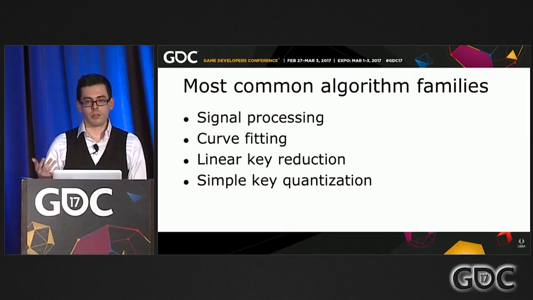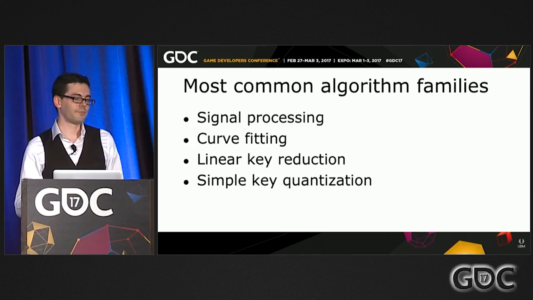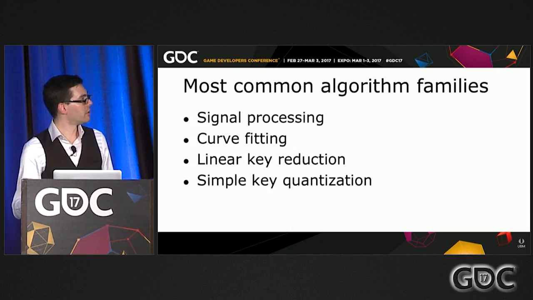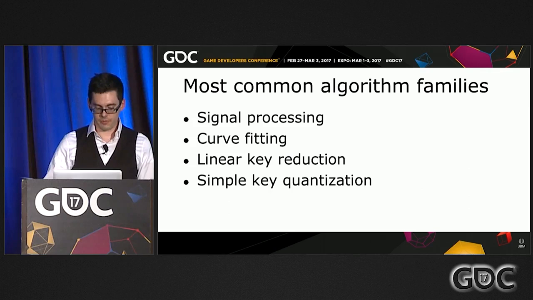So armed with these goals, we took a look at the existing solutions in the industry that we could inspire from, and they roughly fall into four families or categories: signal processing, curve fitting, linear key reduction, and simple key quantization. So we'll talk a little bit about those.